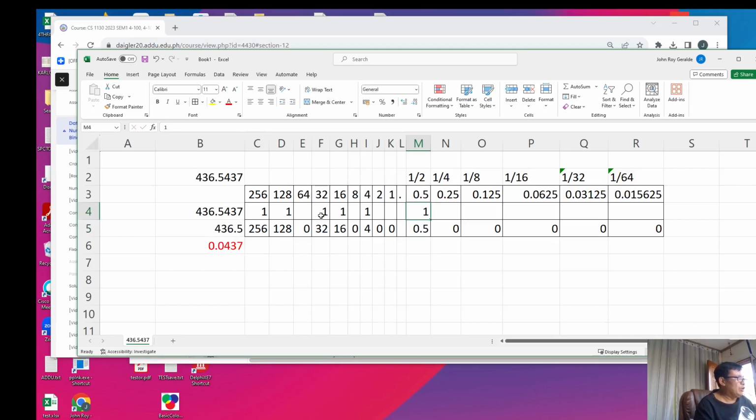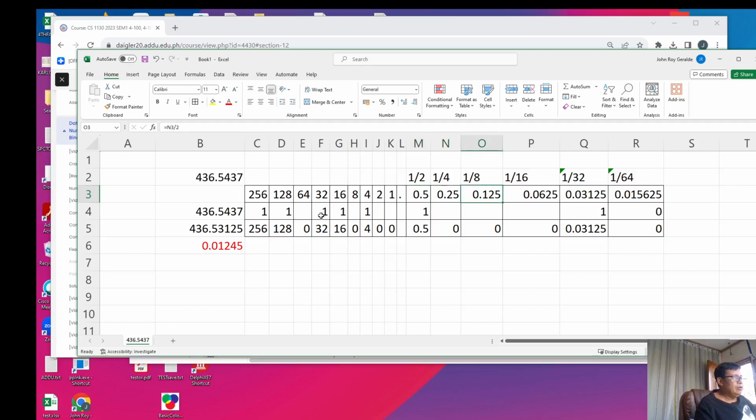So we are left with 0.047, which means that we can't pick 0.25 because if we pick this, this becomes negative. Therefore, we skip. We also cannot pick this because it will become negative. Can we pick this? No, we cannot. Can we pick this? Yes. And can we pick this? Yes. That's already negative. So being the next, the sixth binary place, we will omit.